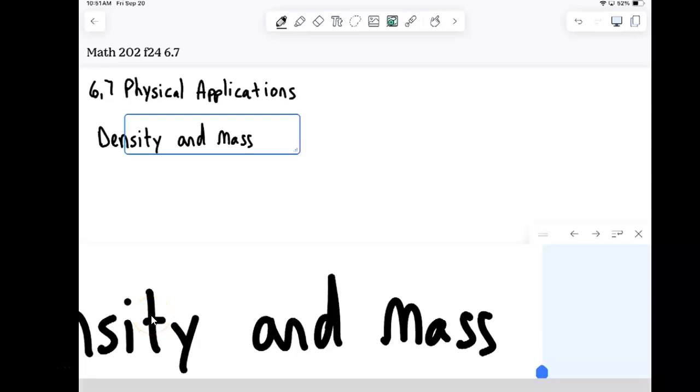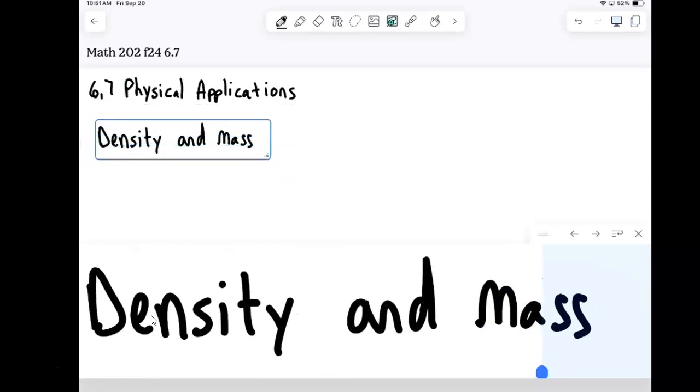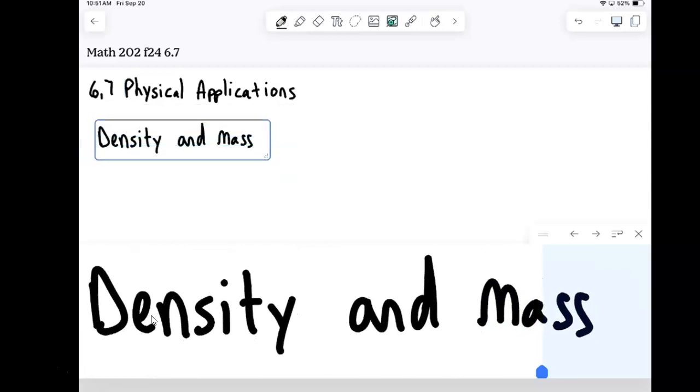Okay, so in this next section, which is the last section for this unit, we are looking at some physical applications of intervals. So we learned now how to find volumes, how to find surface area, how to find arc length. Now we're going to see some practical or physical applications of intervals. And so the first situation is the situation relating density and mass.